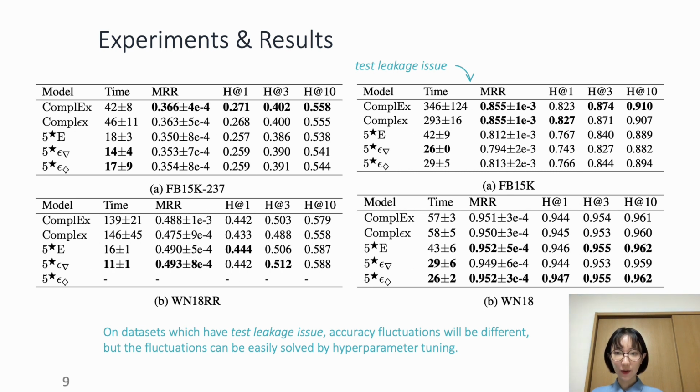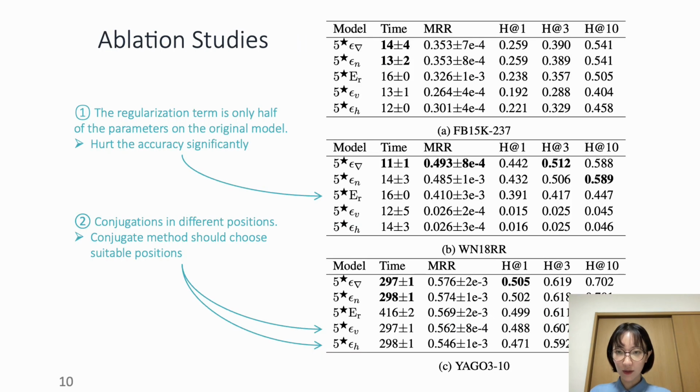These tables show comparisons on datasets with or without the test leakage issue. On datasets which have the test leakage issue, accuracy fluctuations will be different, but the fluctuations can be easily solved by hyperparameter tuning. The ablation studies results are shown in these tables.